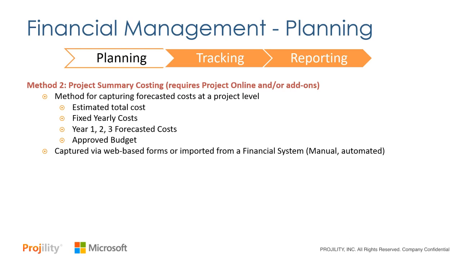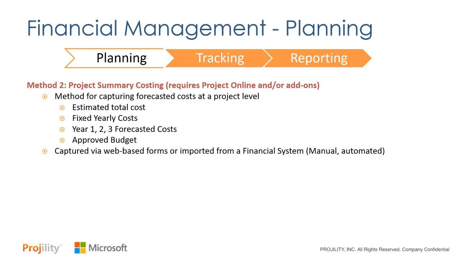So this is where we have a couple of different options, where we're going to use a tool like Project Online or a centralized project management platform, and we can leverage different kinds of add-ins to that in different ways. When we want to do summary level costing as a second method, we're going to capture forecasted costs at a project level or potentially a higher level than that, maybe a program level, and have it trickle down to a project level. Within this kind of forecasting approach, we're going to have estimated total costs, maybe fixed yearly costs. We're going to look at a 1-, 2-, and 3-year forecasted budget for not only the deployment of a project, but the maintenance, management, and support of it. And we have an approved budget that we have going against this as well.